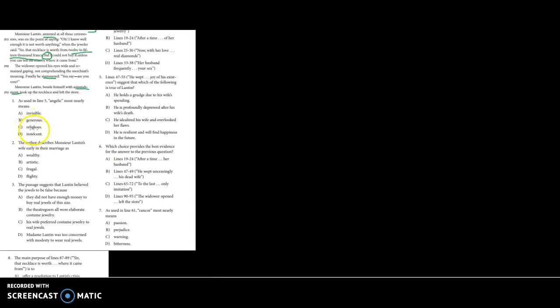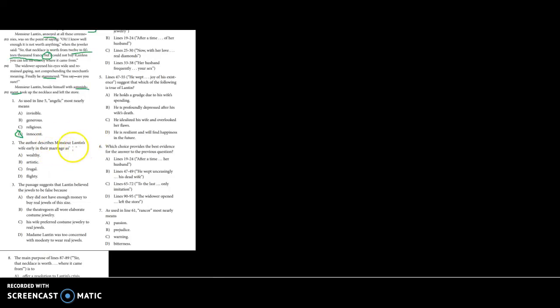Now, religious, I mean, angelic, that could mean religious, but what about innocent? I think that makes more sense. Innocent beauty rather than religious beauty. I'm not really sure what a religious beauty would be. But yes, so the answer choice should be an innocent beauty. Okay, let's do the next one.